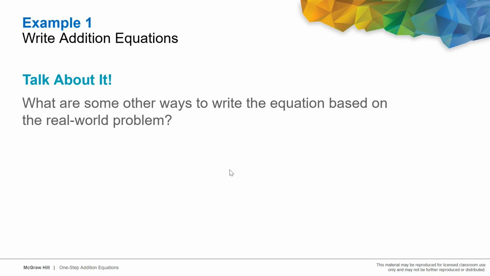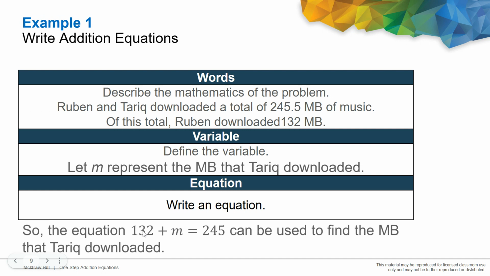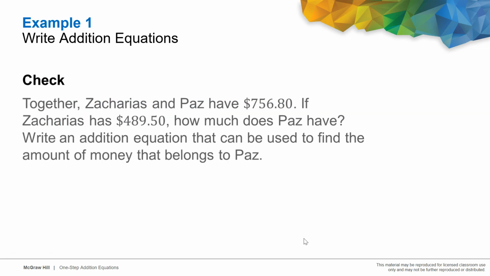All right, what are some other ways to write the equation based on the real world problem? So we could have written the M first and gone M plus 132. You also technically can write 245 equals 132 plus M. You can write them basically in any order as long as the things you're adding stay on the same side as each other. That will work.